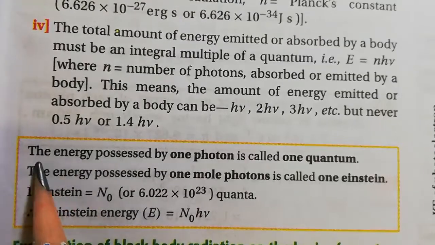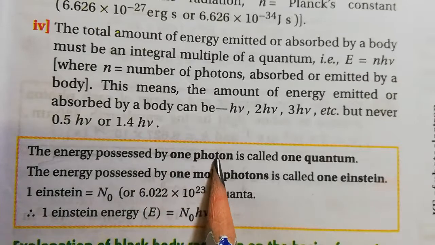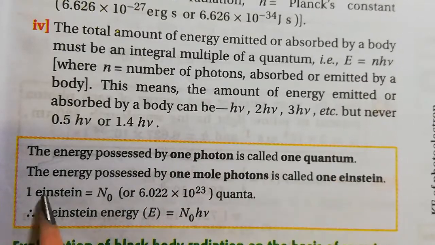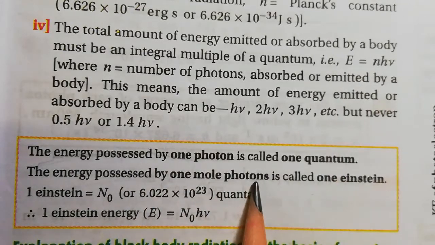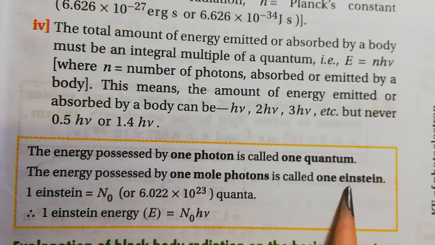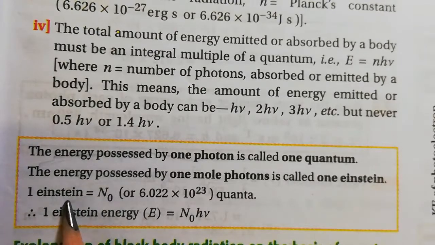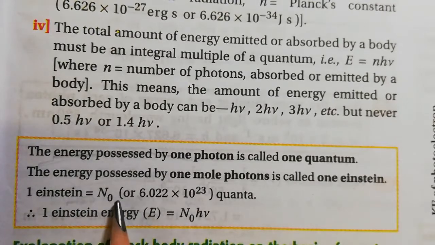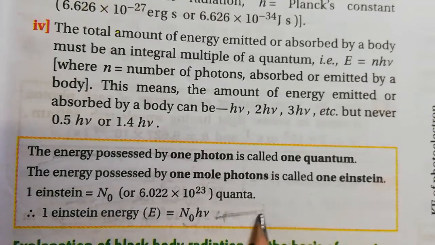Just mark this point. The energy possessed by one photon is called one quantum. The energy possessed by one mole of photons is called one Einstein. And one Einstein has been found to be N0, where N0 means Avogadro number, times the energy of one quantum, that number of quanta. So one Einstein energy equals that much.